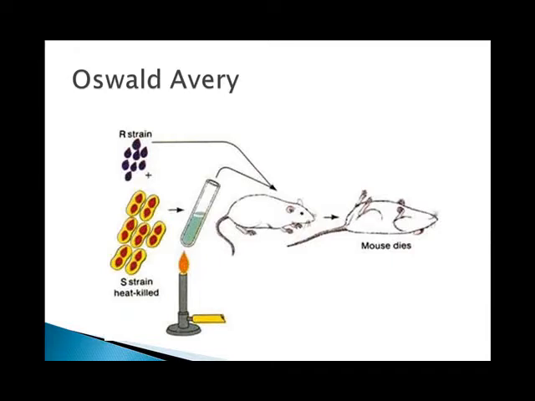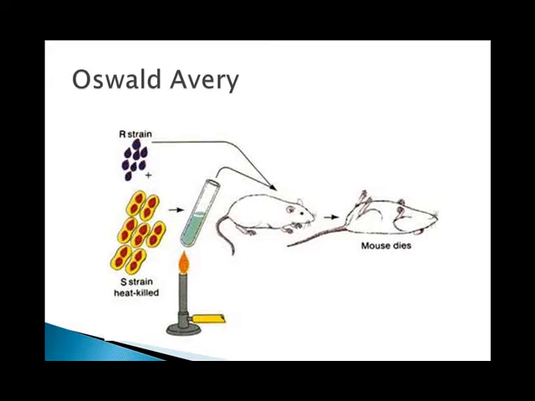Oswald Avery followed up, proving that DNA was the agent of transfer in the bacterial transformation. So he was able to take Griffith's experiments and isolate down the factors that were actually taking place here, causing those little mice to die because the R strain picked up the DNA from the S strain.